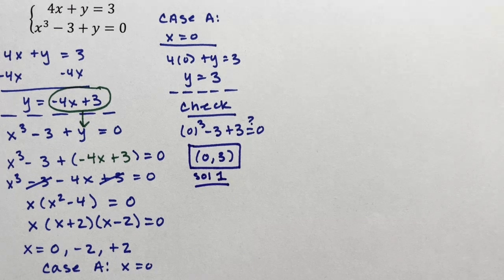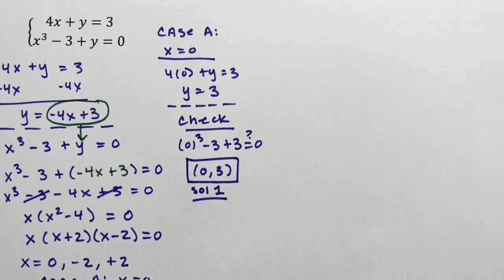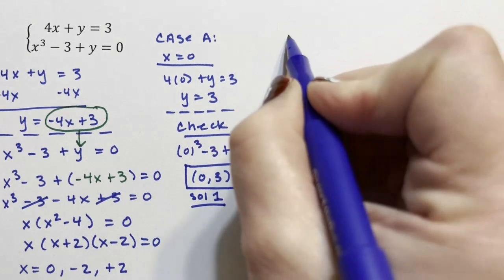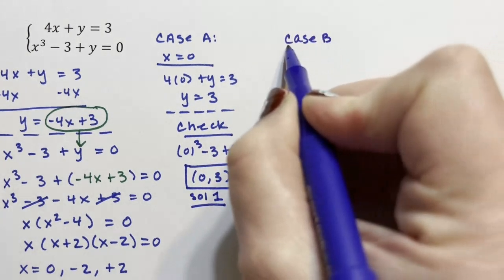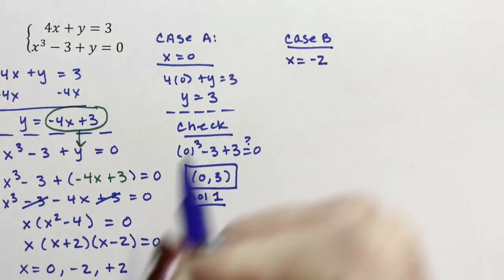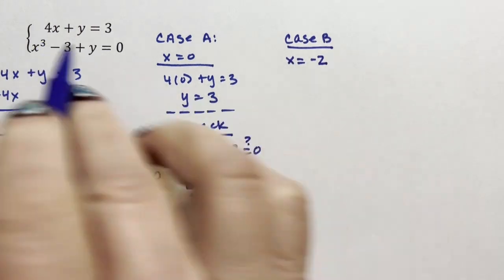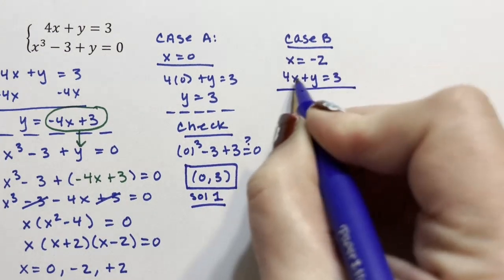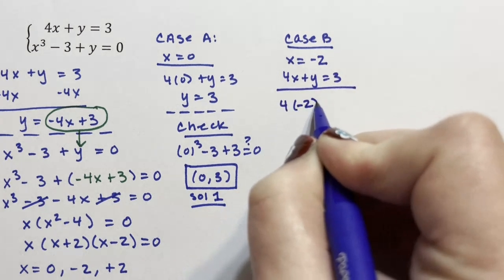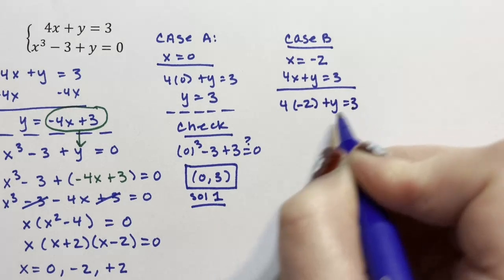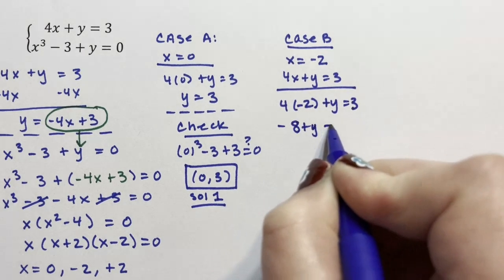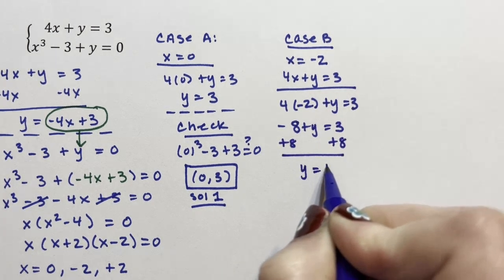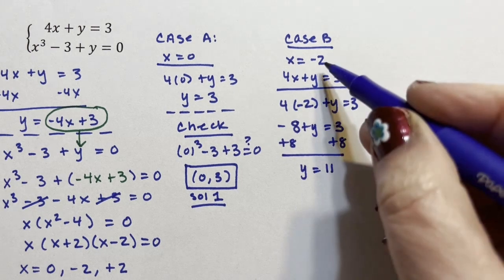Okay, next we have negative 2. Case B, x equals negative 2. We're going to go back into the first equation again, 4x plus y equaling 3, and put this in. So 4 times negative 2 plus y equals 3. Negative 8 plus y equals 3. We'll add the 8 over, and y equals 11. So now we have (negative 2, 11).